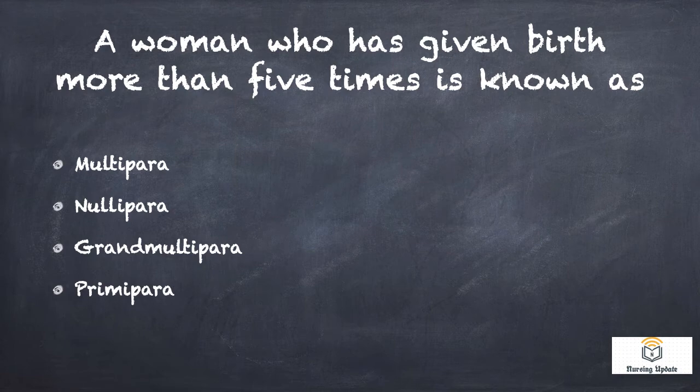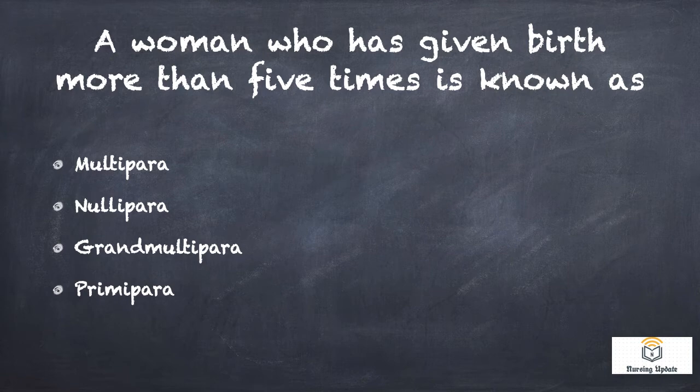Next MCQ: a woman who has given birth more than 5 times is known as. This is terminology. Option A multipara, option B nullipara, option C grand multipara, and option D primipara. So you should know what is parity.